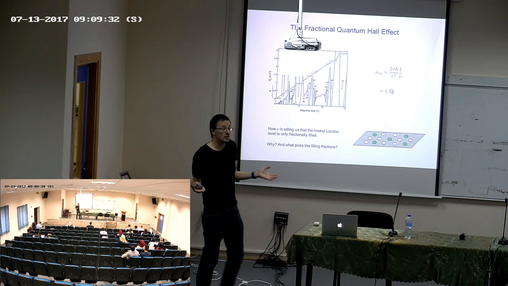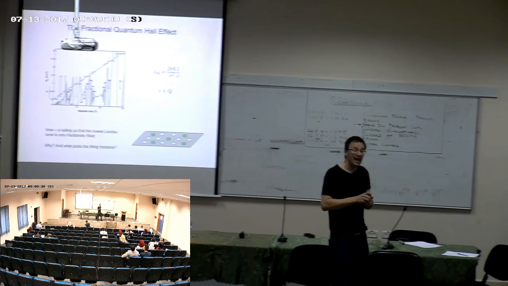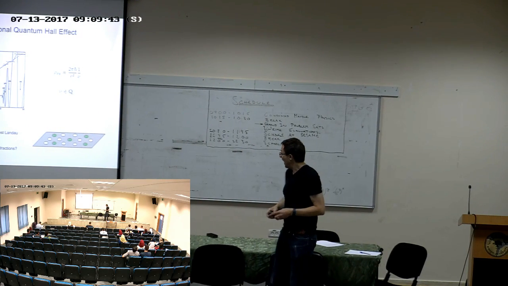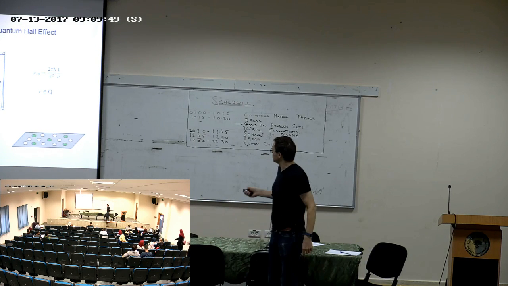And so the question we want to ask is, what's going on here? And in particular, why do these fractions appear and not others? This, it turns out, is a very, very hard question to answer. And the reason it's hard, you can understand by thinking back again in terms of these Landau levels.